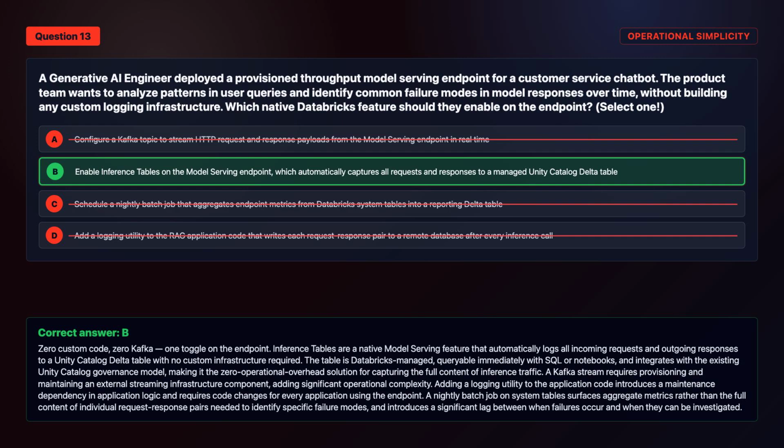A nightly batch job on system tables surfaces aggregate metrics rather than the full content of individual request-response pairs needed to identify specific failure modes, and introduces a significant lag between when failures occur and when they can be investigated.